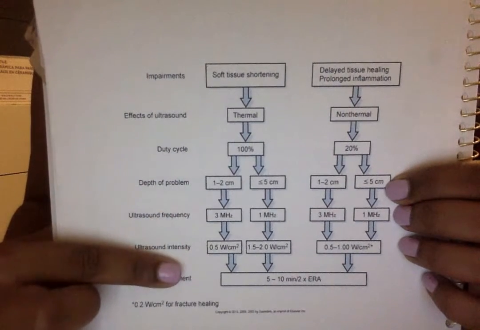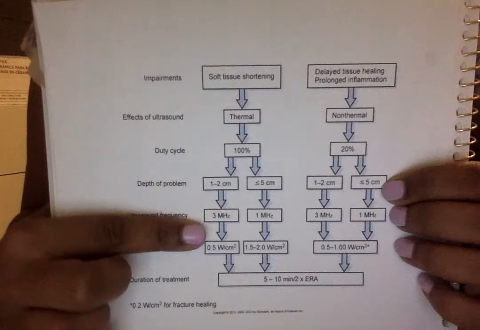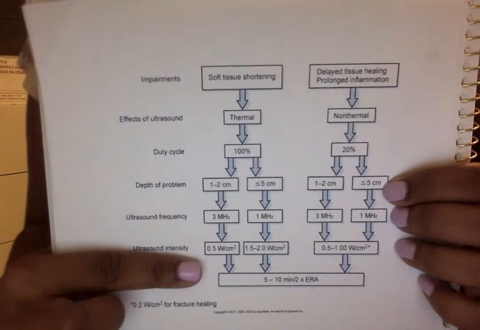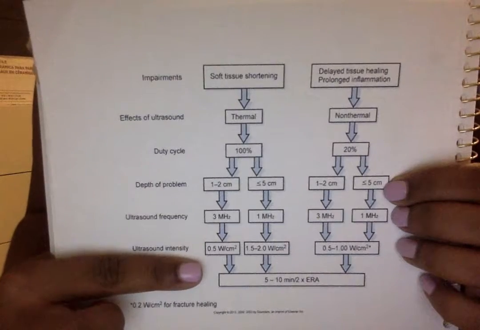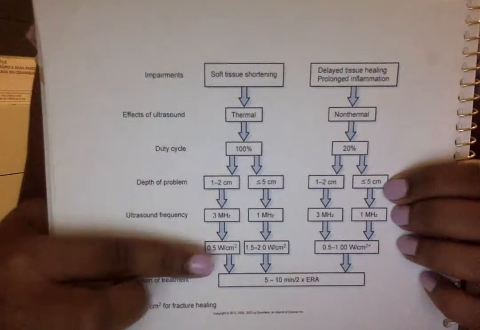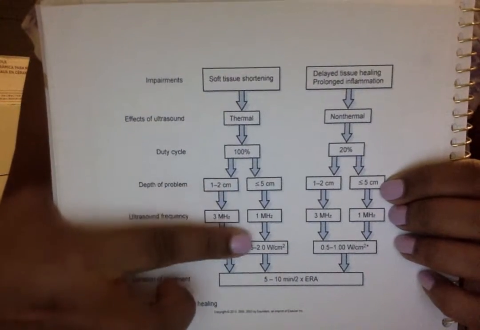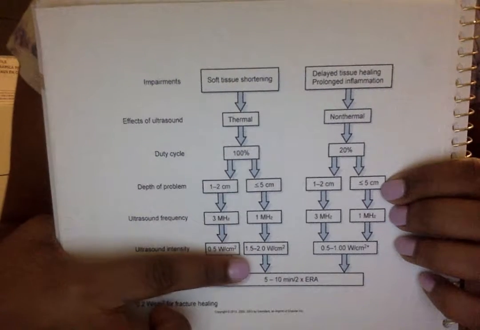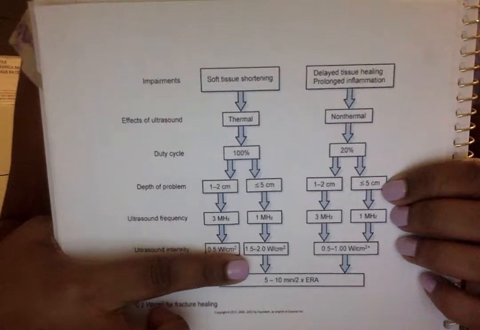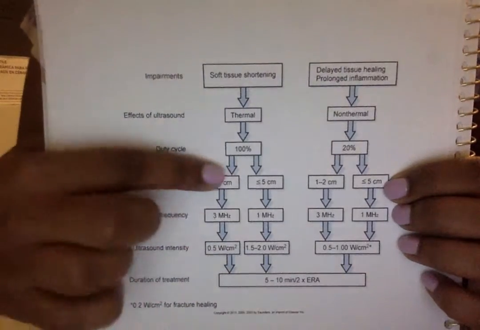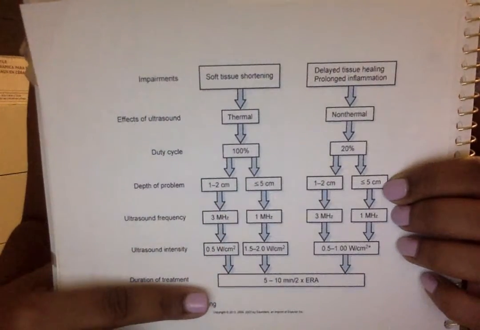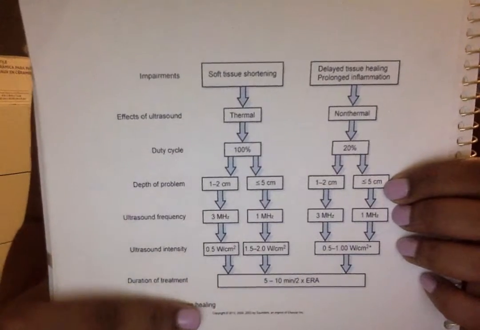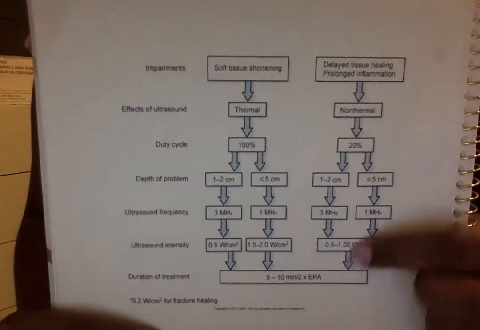Frequency and intensity are inverse relationships, so if you have a higher frequency of 3 megahertz, you want to choose a lower intensity of 0.5 watts. And the same thing, if you have a deeper problem, you go to a lower frequency with a higher intensity of 1.5 to 2 watts. So based on that, you want to go all the way down to duration of treatment time, which is the same for both, which I'll talk about after we talk about this column.